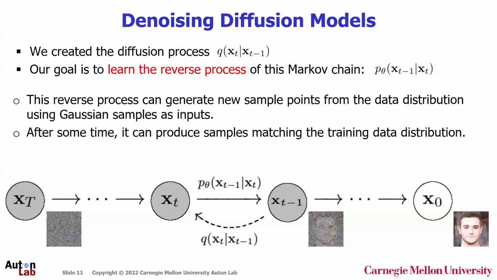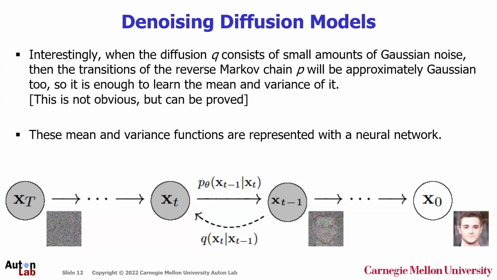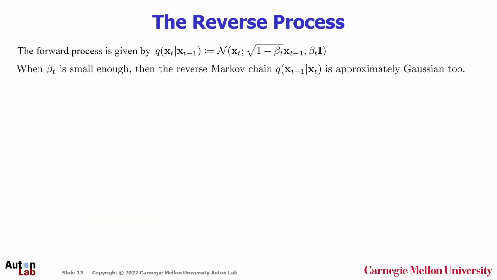And then our goal is to have a neural network that we denote with p theta, xt minus 1 given xt, where the goal is that given xt, estimate what xt minus 1 was. And it turns out that if we always add a tiny bit more Gaussian noise, then this inverse process also closely looks like a Gaussian noise.